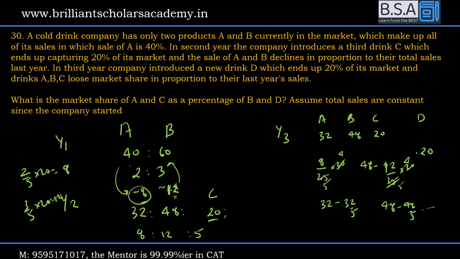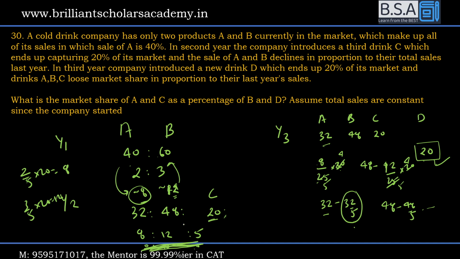Observe now again. When D comes into the market, D captures 20%. Now this 20% I am supposed to divide as 8, 12 and 5. Yes, no? It says in the previous ratio you must divide the loss. So this becomes 8 upon, what is the addition of these three? 25. 8 upon 25 into 20. That turns out to be 32 upon 5. So from 32, I am decreasing 32 upon 5. Can I say from the number I am decreasing 20%?